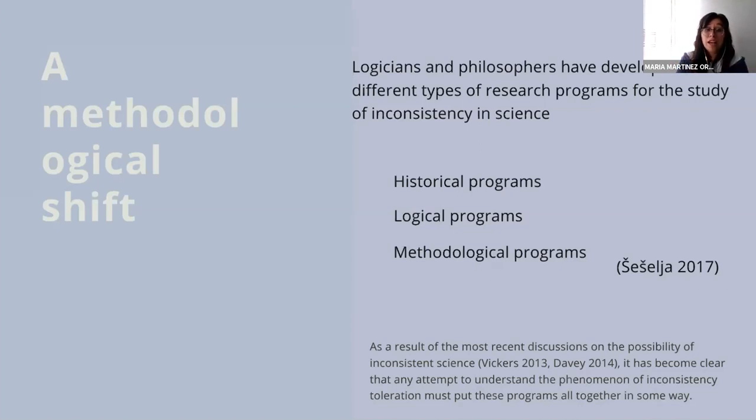weakened. And so this has pushed us to consider that in order to account for scientific reasoning and explain under which circumstances it can be inconsistency tolerant and under which circumstances it shouldn't be, and why, we should provide an account that in a sense combines the historical, the logical, and the methodological programs. And it has become clear that any attempt to understand the phenomenon of inconsistency toleration must put these programs all together in some way.